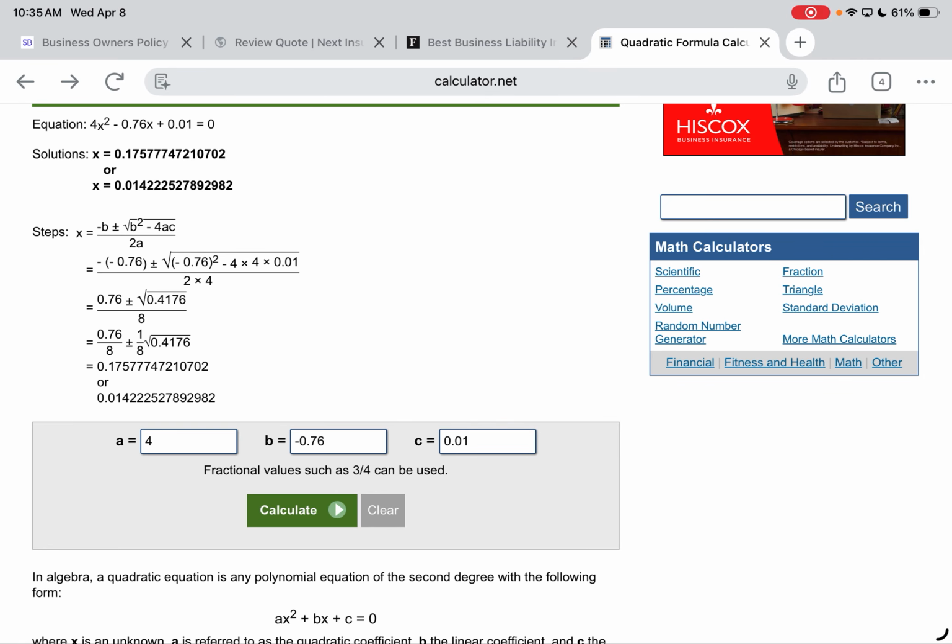Okay, I already have the values in here too. So A, 4, B, negative 0.76, make sure you don't forget the negative, and then C, 0.01, and you just hit calculate, and it does the quadratic formula for you, and then it tells you these are the two values. Okay, so 0.17 or 0.014. It cannot be 0.17 because you only started with 0.1 molar. You can't subtract 0.17 off of 0.1 or else you'll end up with a negative concentration, which is meaningless. Okay, so the correct X has to be the 0.0142.